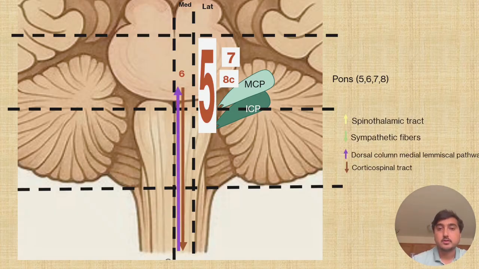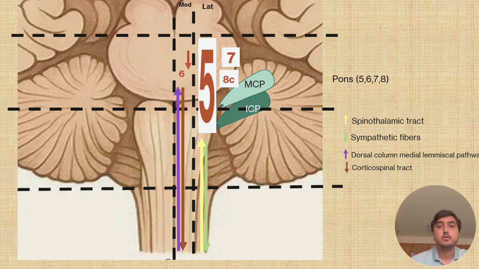And then we have the tracts. On the medial side, we have an ascending tract that is called the dorsal column medial lemniscal pathway, and a descending tract called the corticospinal tract. Apart from this, on the lateral side, we have the spinothalamic tract, that is the ascending tract, and the descending tract is the sympathetic fibers.